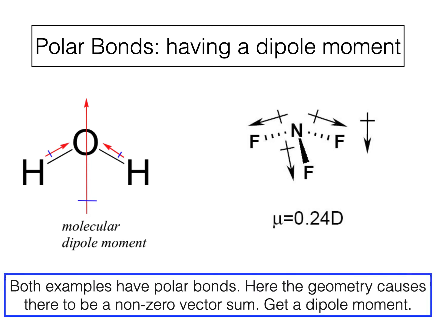So the geometry was such that the polarity of the individual bonds did not cancel out, and so a dipole moment exists, and if one exists, we characterize the entire molecule as being polar.